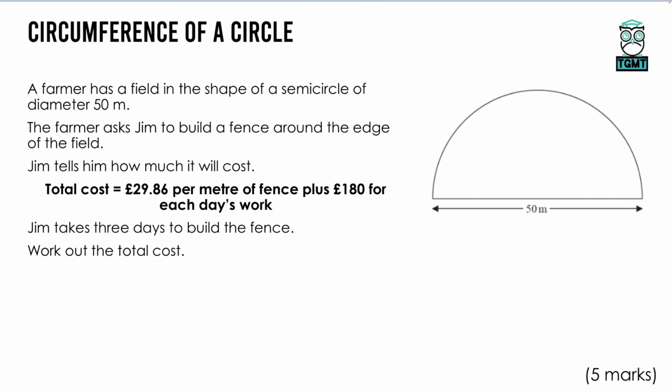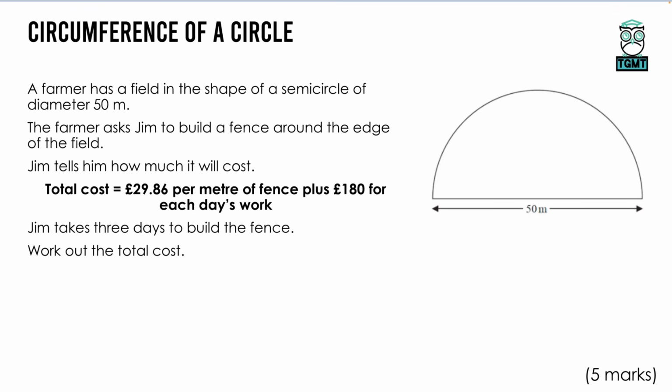The farmer asked Jim to build a fence around the edge of the field and Jim tells him it will cost £29.86 per metre of fence plus £180 for each day's work. Jim takes 3 days to build the fence. Work out the total cost.